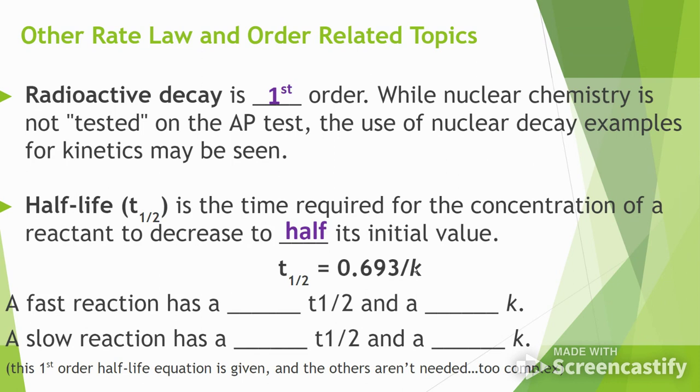So if we think about this, a fast reaction, meaning something with a short half-life, is going to have a small half-life, and that's also going to mean it has a large K value, because large K values will make our T half smaller. And conversely, if it's a slow reaction, that means it has a very large or long half-life. It takes a while for it to decrease its concentration, which means that would generally have a small K.